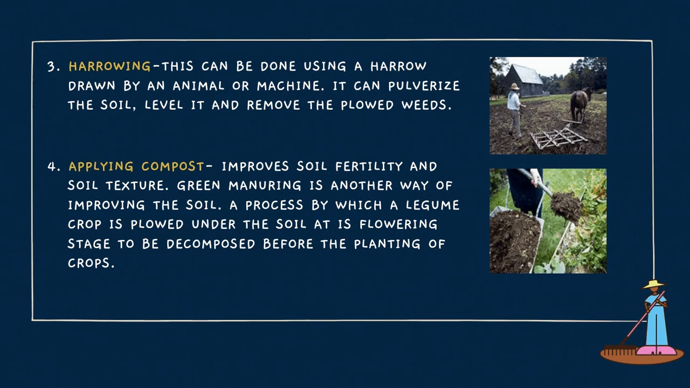Number 4. Applying compost. It improves soil fertility and soil texture. Green manuring is another way of improving the soil. It is a process by which a legume crop is plowed under the soil at its flowering stage to be decomposed before the planting of the crops.